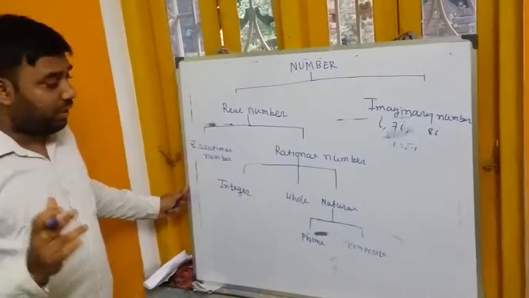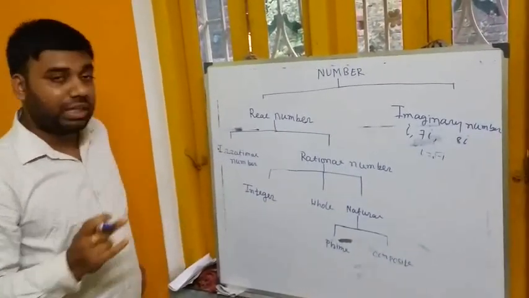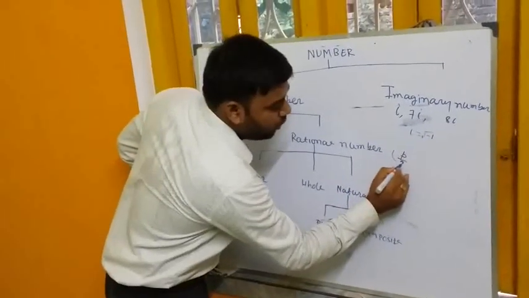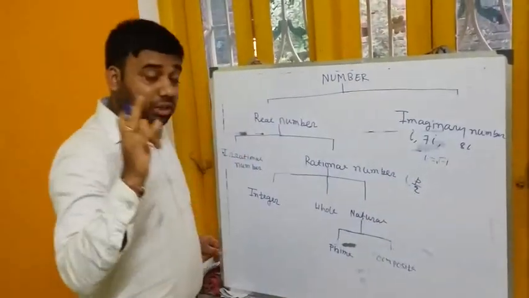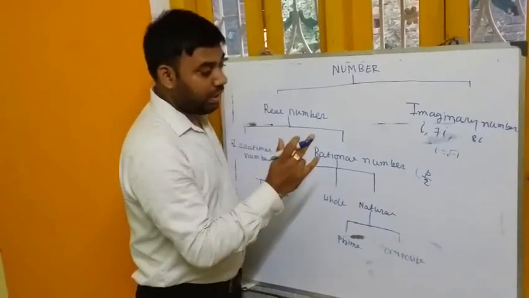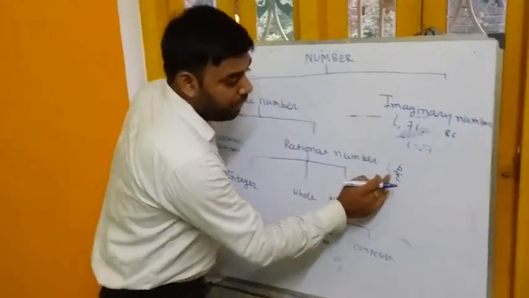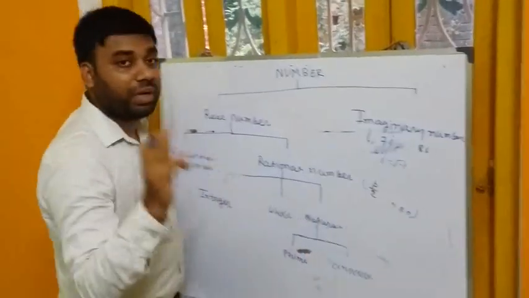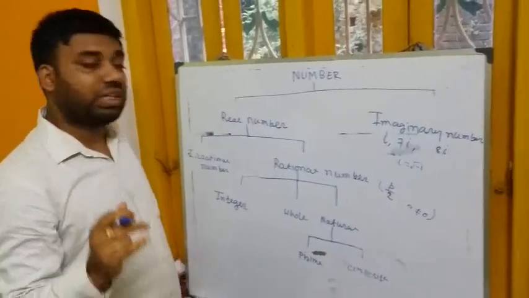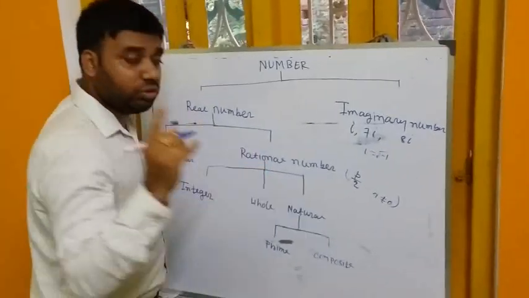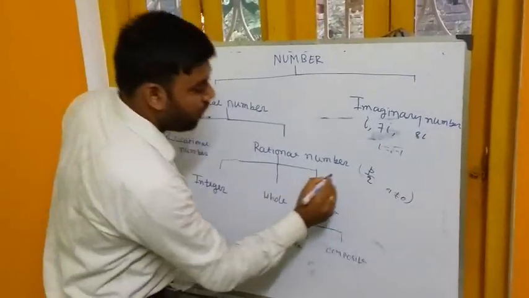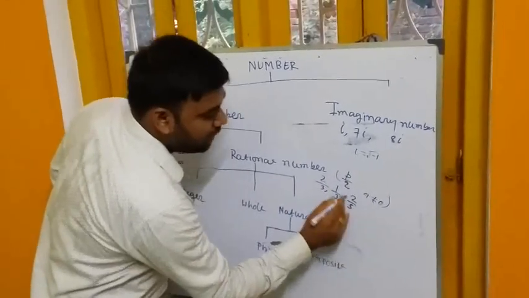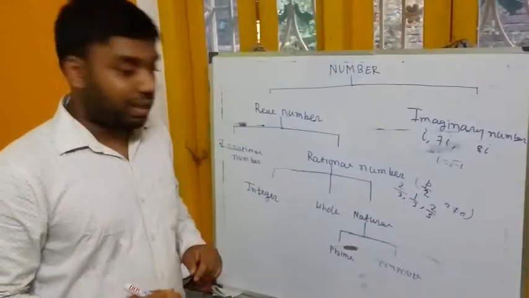Now I am giving the definition of rational number. What is a rational number? Rational numbers are those numbers which can be expressed as p by q, where q not equal to 0 and p, q must be integers. Those numbers are called rational numbers. For an example, 2 by 3, 1 by 3, 2 by 5. These numbers are rational numbers.